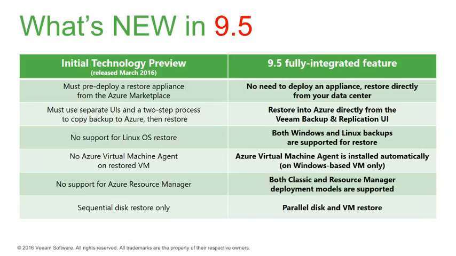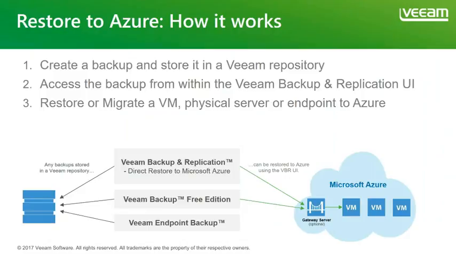And parallel disk restore is supported as well. That will speed up the restore dramatically. So how does it work? Extremely simple, like everything in Veeam. To be able to use these benefits of integration of Veeam in Azure, you just have to create some kind of backup and locate it on the Veeam repository. As I mentioned previously, it's possible for virtual infrastructure, for physical, for agents, for anything.